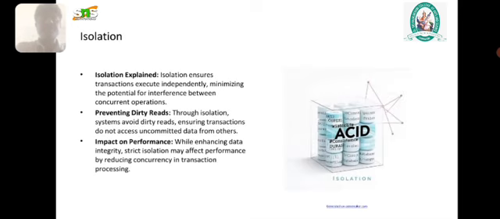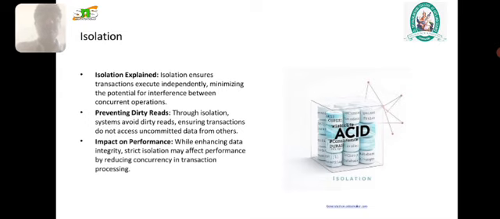Next, what is isolation? Isolation ensures that transactions execute independently, minimizing the potential for interference between concurrent operations and preventing dirty reads. Through isolation, the system avoids dirty reads, ensuring transactions do not access uncommitted data from others. That is the meaning of preventing dirty reads.